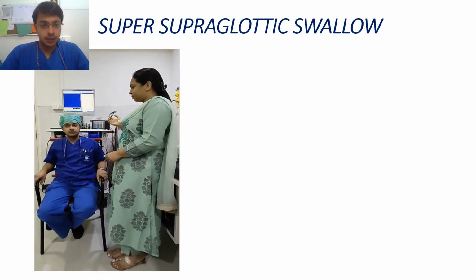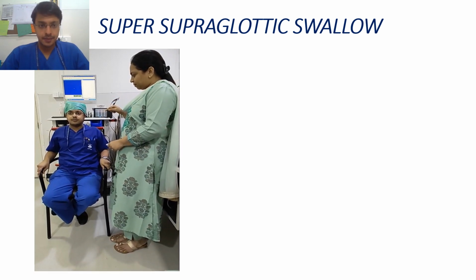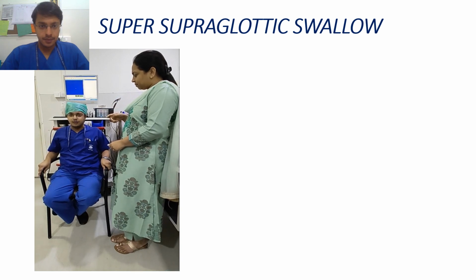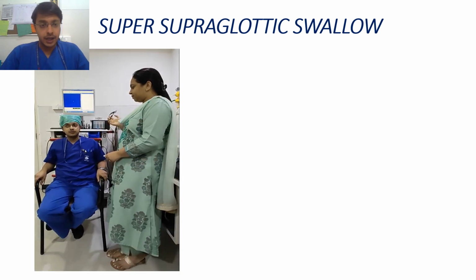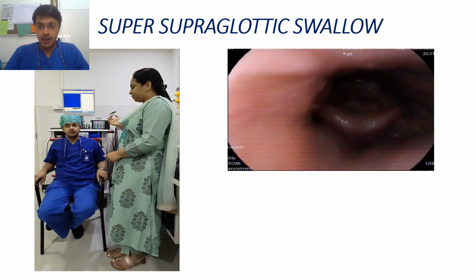Super-supraglottic swallow is another modification of the same procedure. Inhale, hold, swallow, cough out, where in addition to the above maneuver, the patient is putting pressure on the arms of the chair. Now, what extra do we achieve by this?